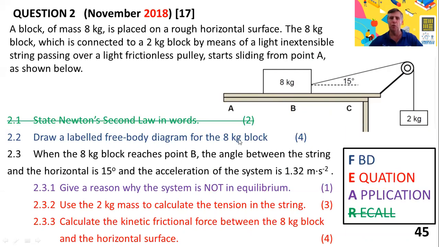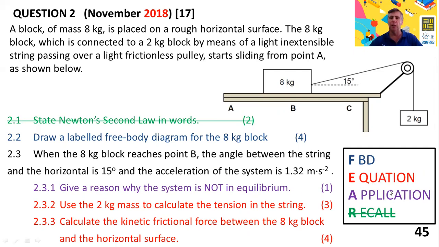Question 2.2, for a labeled free body diagram, is the free body diagram. 2.1 is the recall question. I've crossed it out, not because it's not important, but because you're going to learn that. I'm not going to do that now. In red, you've got the equation questions for 7 marks in total. And in purple, you've got the application questions, and they're more on the next screen.